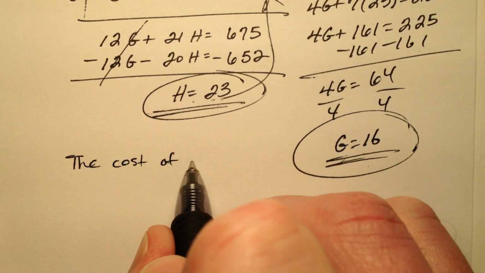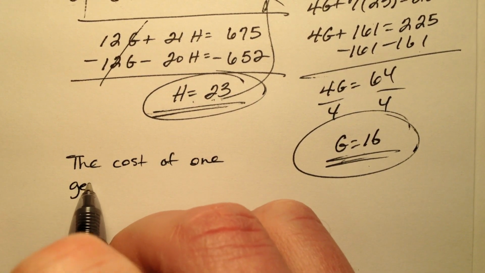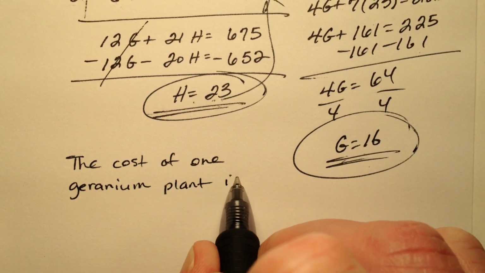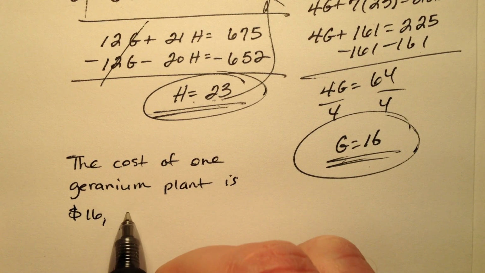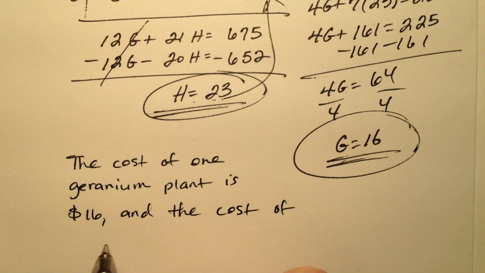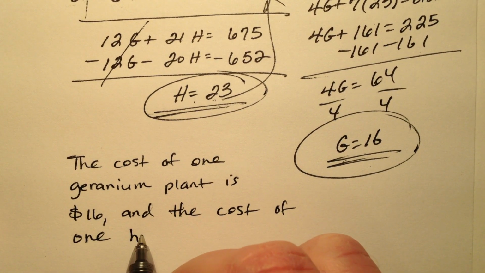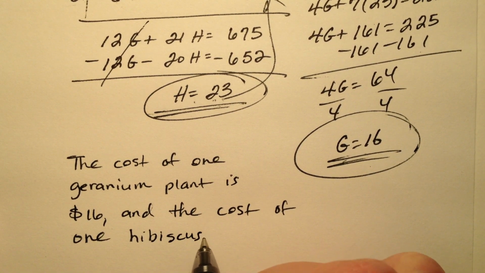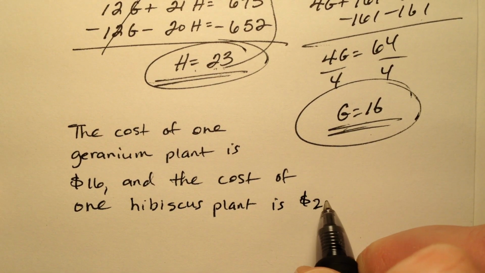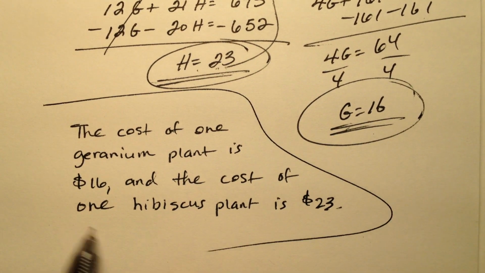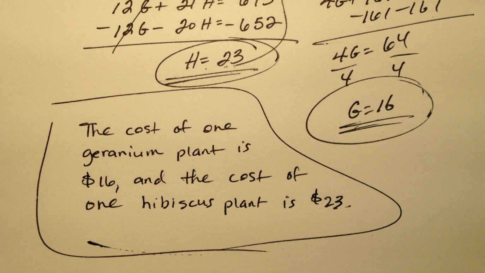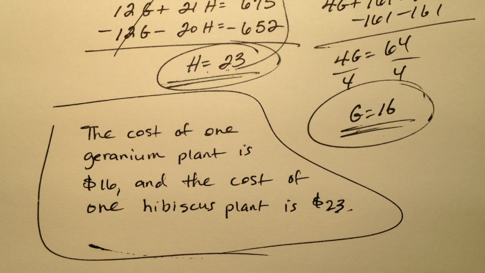The cost of one geranium plant is $16, and the cost of one hibiscus plant is $23. Okay, and right here is kind of my sentence which summarizes the situation given the information I had in the original word problem.